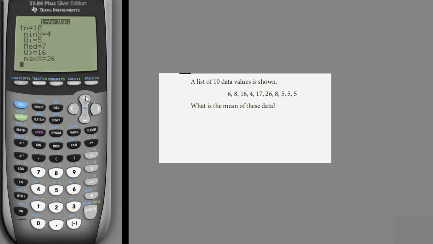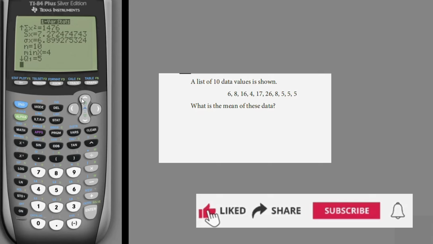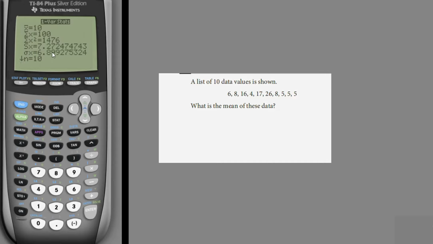So it is as simple as this, guys. This is basically how you can find various statistics values using this TI-84 Plus CE calculator. Hope you learned something interesting in the video.